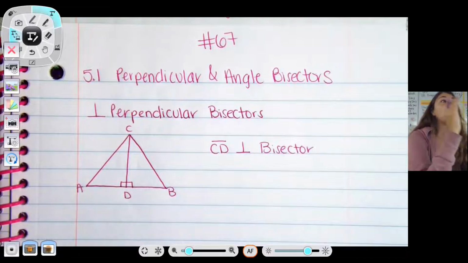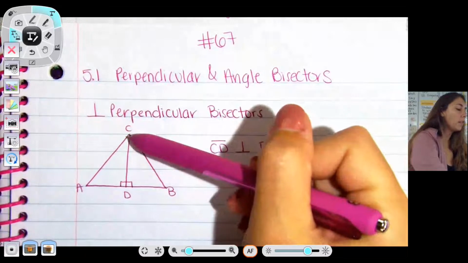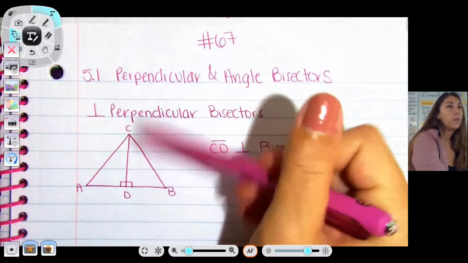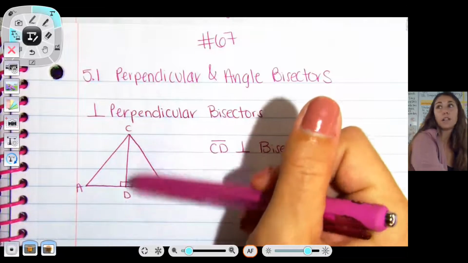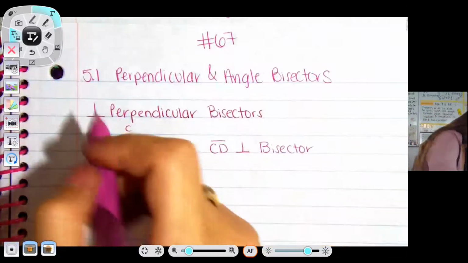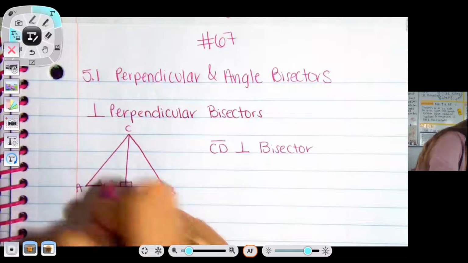So basically now you have 2 triangles that have been reflected on both sides and they share segment CD. What's that property called? Reflexive property, because they share that side. And that's actually going to make AD congruent.